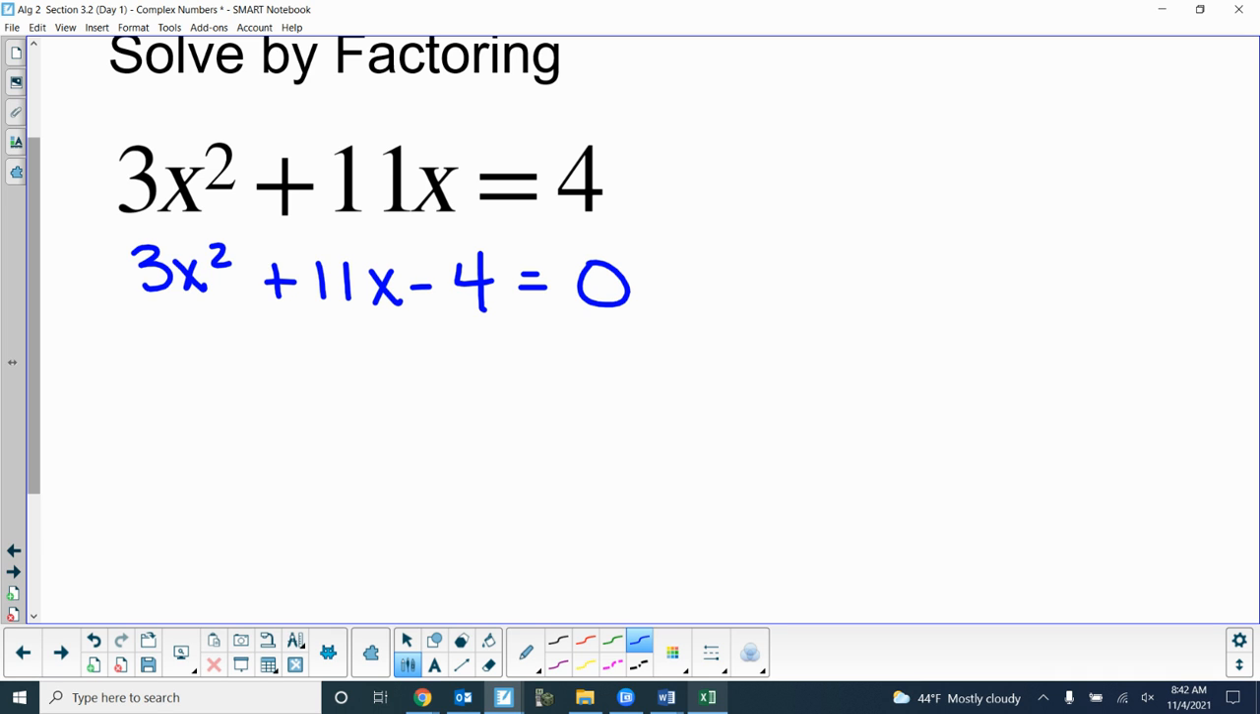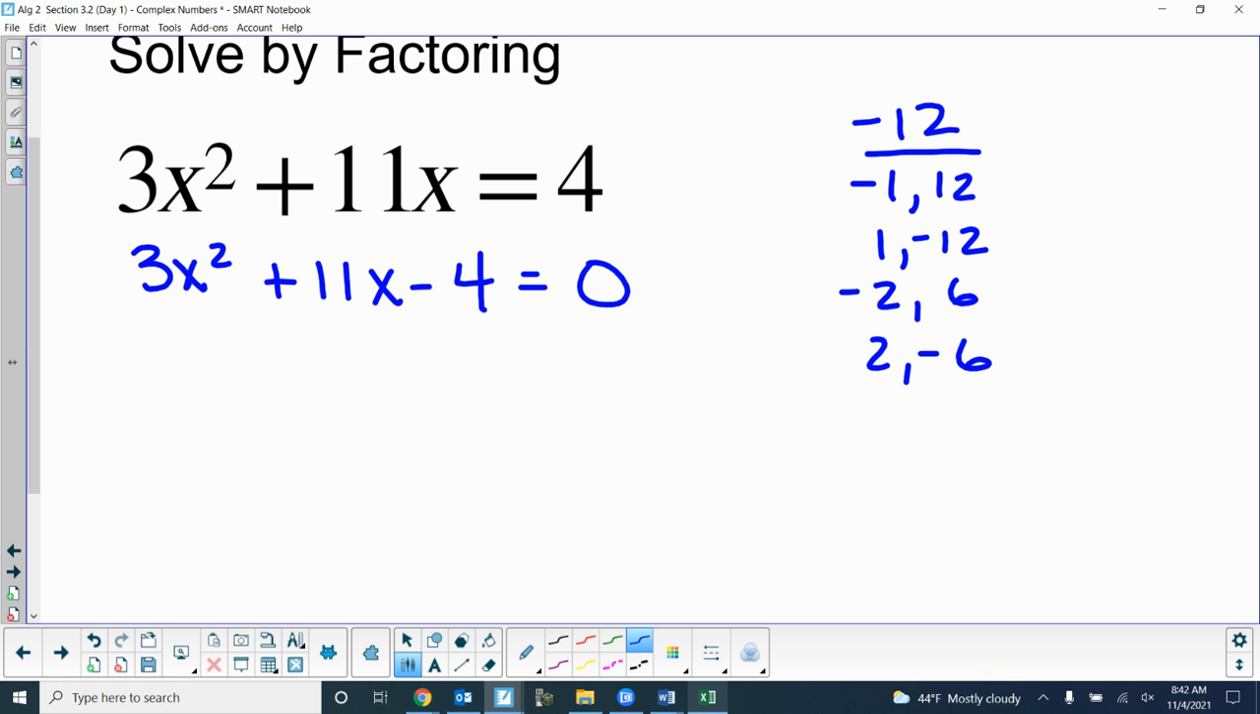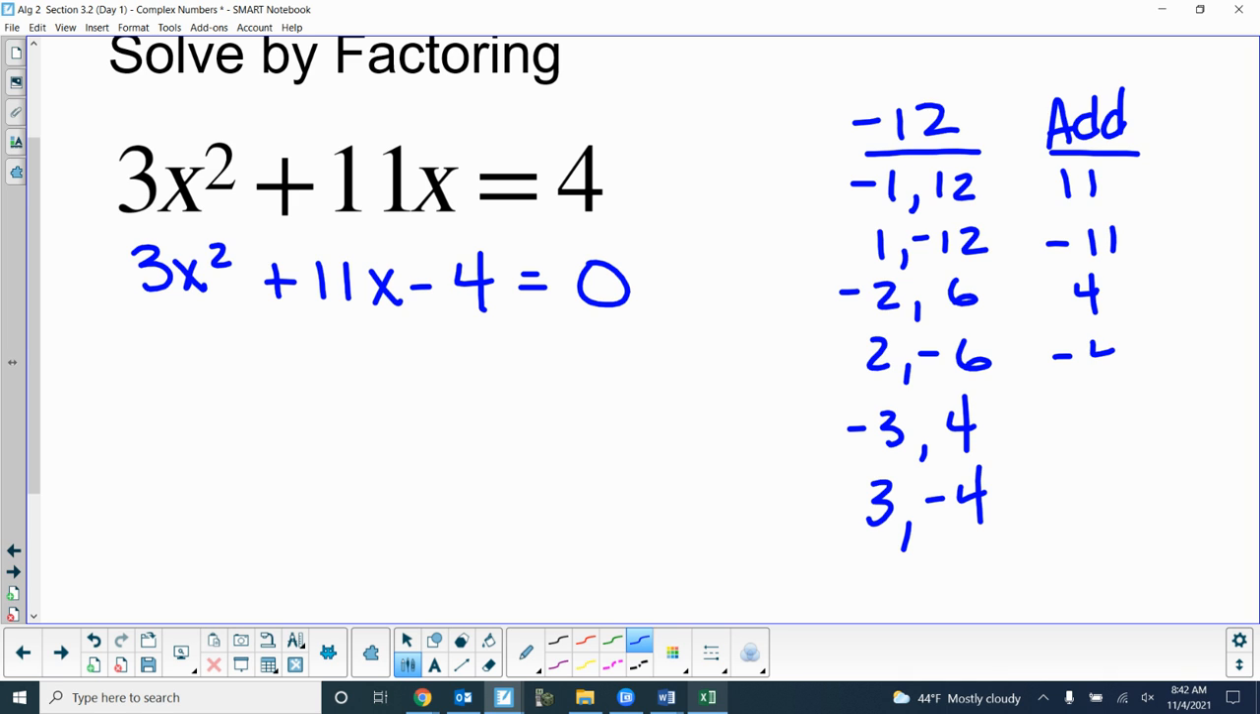Okay? So multiply 3 times negative 4, what do you get? Negative 12. Right? So here's all the possible factors of negative 12. Then you add all those. So that's 11. That's negative 11. This is 4. That's negative 4. This is 1. That's negative 1. Which pair do I want? The first one, right? Because I got a positive 11 when I added them, and that's my b value.